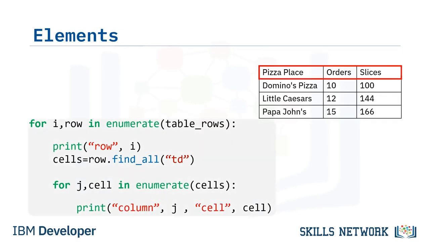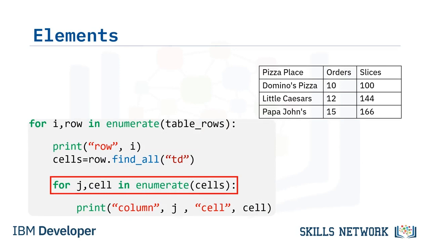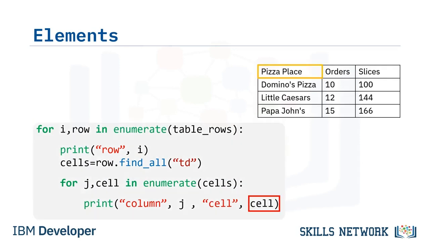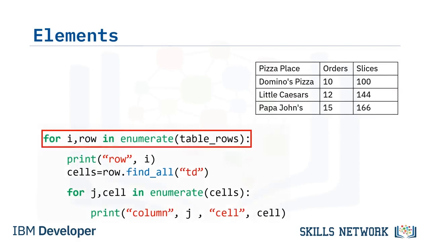Each element corresponds to a row in the table. We can apply the method findAll to find all the table cells. Then we can iterate through the variable cells for each row. For each iteration, the variable cell corresponds to an element in the table for that particular row. And we continue to iterate through each element and repeat the process for each row.